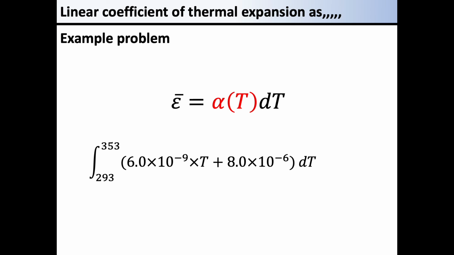So, we are going to take the sum from 293 Kelvin to 353 Kelvin. As the result of the sum, we get the total thermal strain. This is almost the solution to this problem, but you should perform the integration by yourself and confirm that the thermal strain is 596 micrometer as the strain.